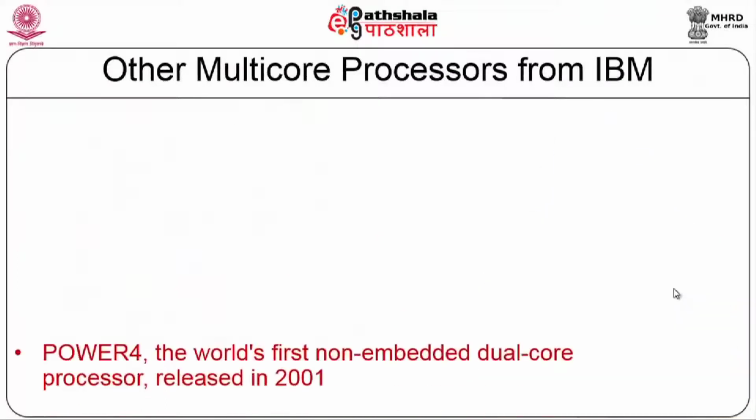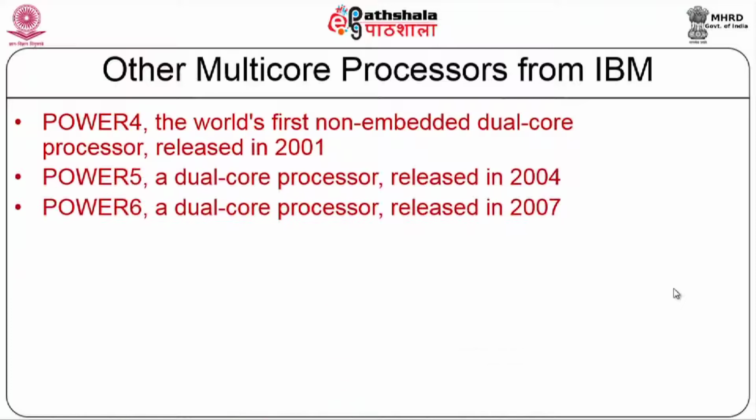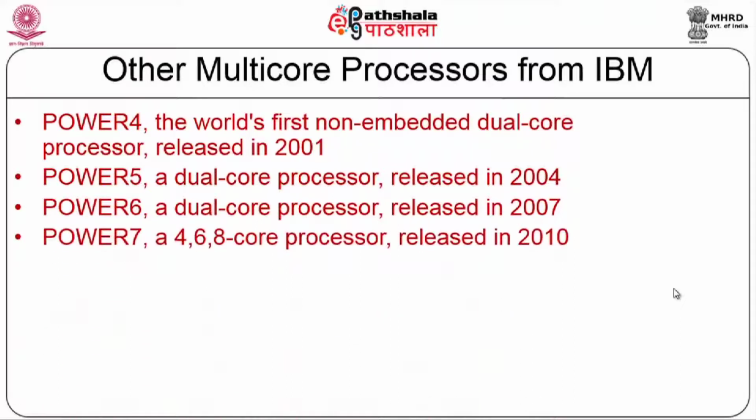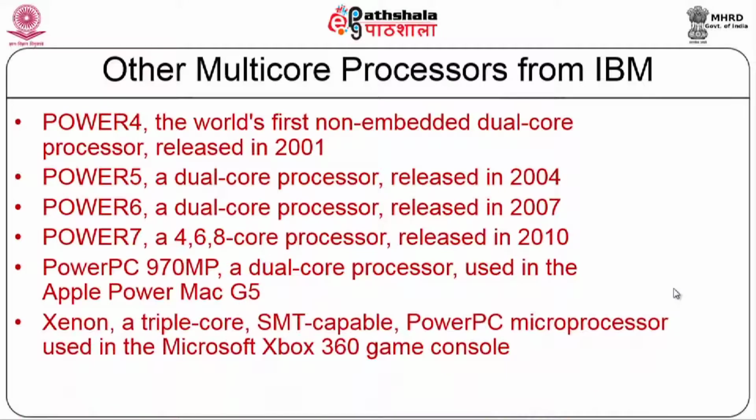So, if you look at other multiprocessors from IBM, you have Power 4, the world's first non-embedded dual core processor, which was released in 2001. Power 5 came in 2004, Power 6 in 2010, Power 7 which has implementation as a quad core, a 6 core and an 8 core processor, released in 2010, and the PowerPC 970MP dual core processor used in the Apple Power Mac G5, Xenon, which was later given.